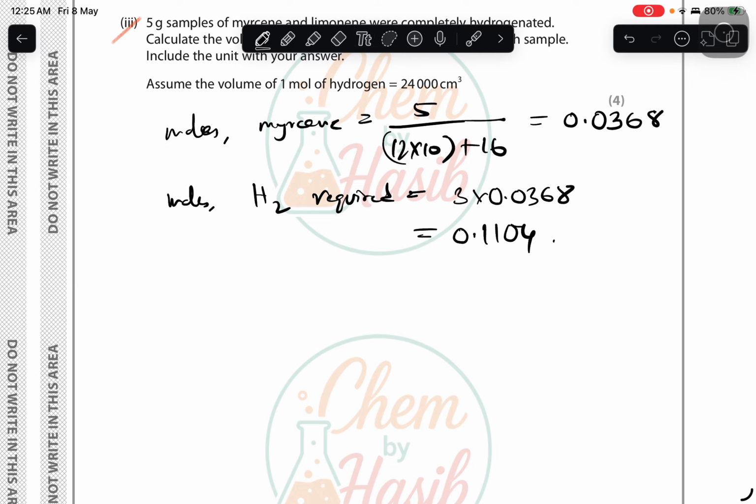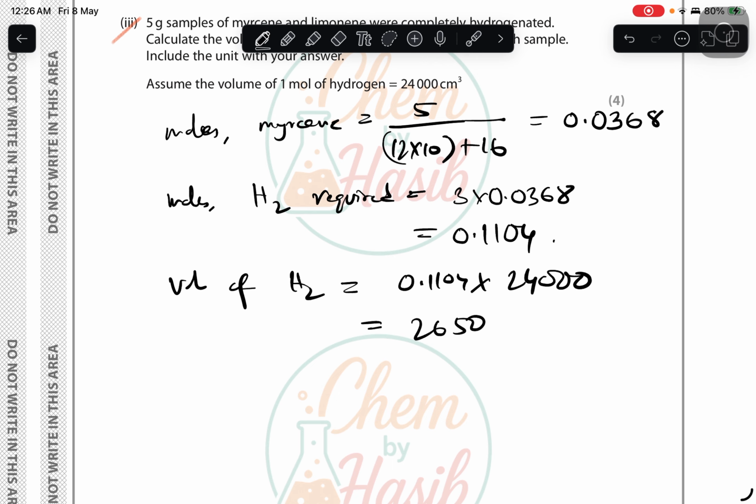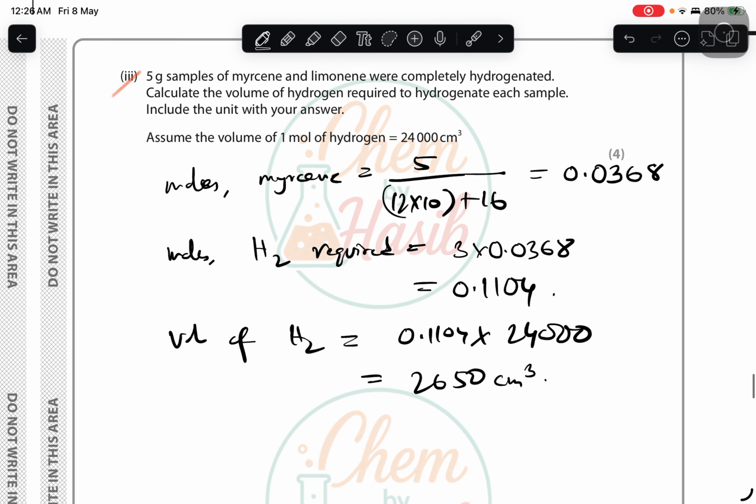Right? Then you find the volume of hydrogen, 0.1104 multiplied by 24 dm cube or 24,000 cm cube. You get the answer in cm cube. So if you multiply, let me multiply 0.1104 into 24,000. It would be 2650 cubic centimeters. All right.